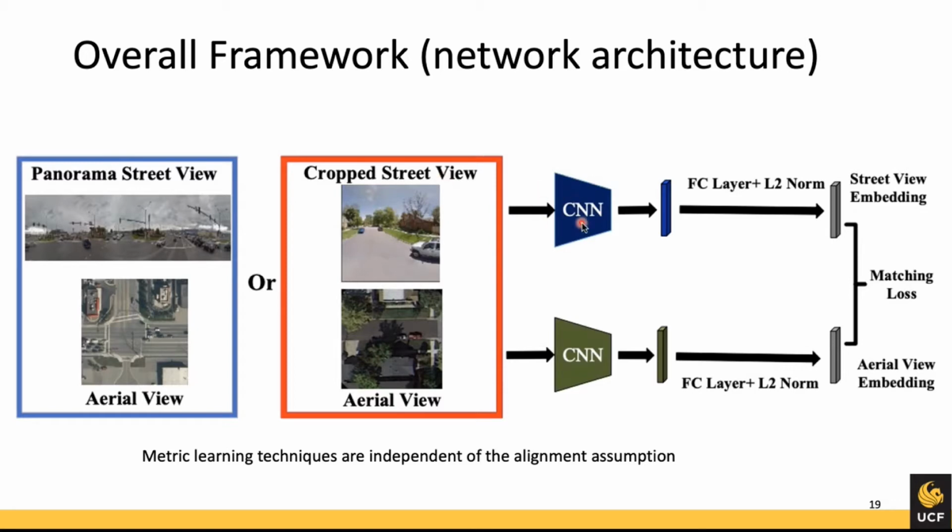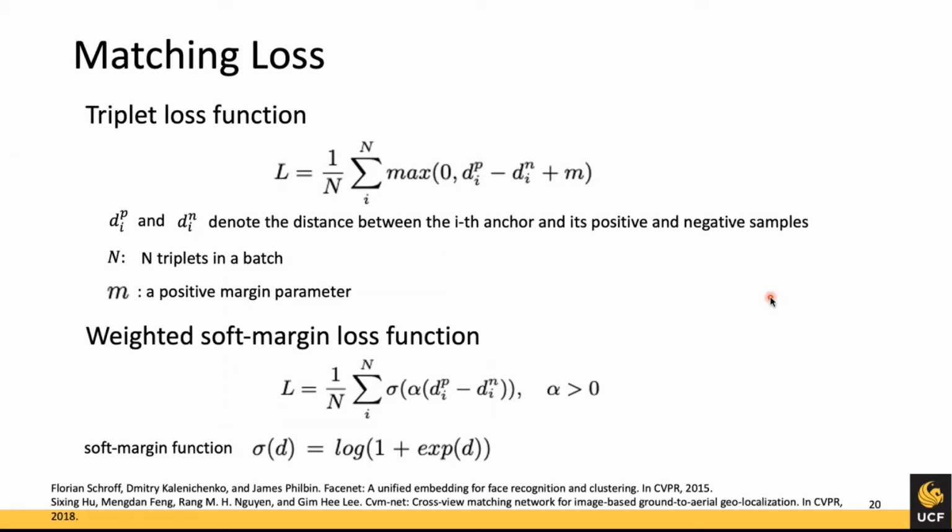One CNN model encodes the feature from the street view, and the other CNN model is used to encode the feature from the aerial view. We generate feature embeddings, and we hope to design some matching loss so that we can learn a very good similarity measure. There are a couple of very commonly used matching losses in this retrieval paradigm. One is the triplet loss function, and the formulation is here.